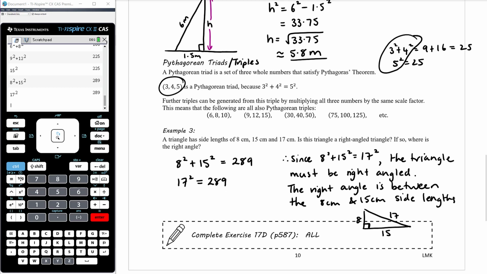Okay, exercise 17D, you can do all those questions just practicing and reviewing Pythagoras' theorem.